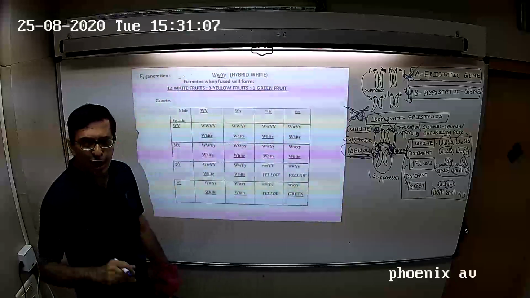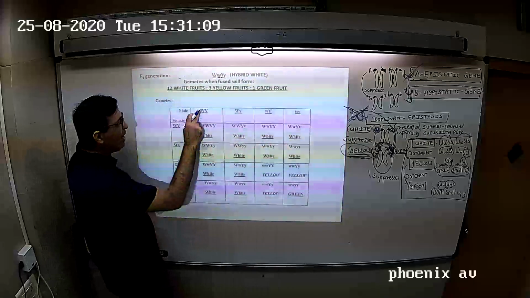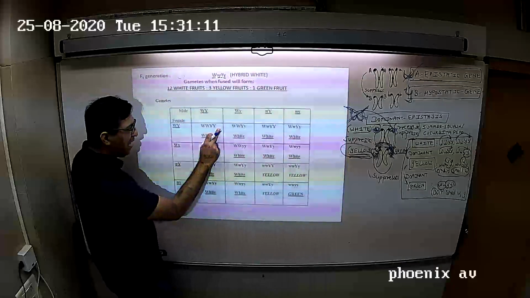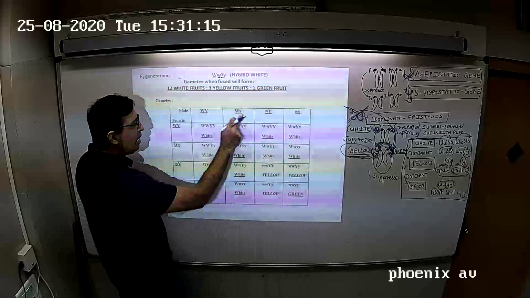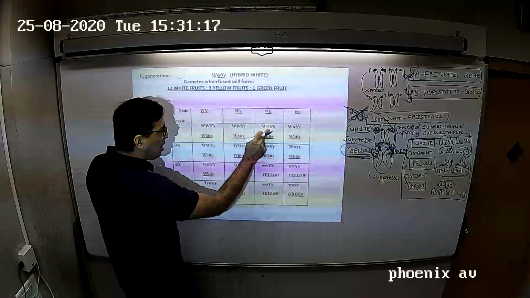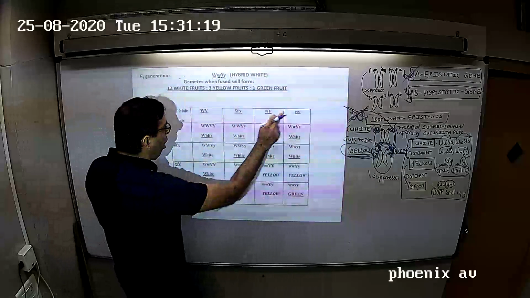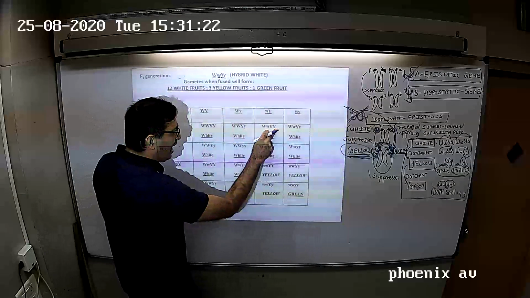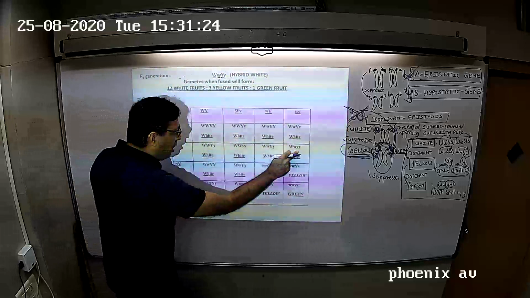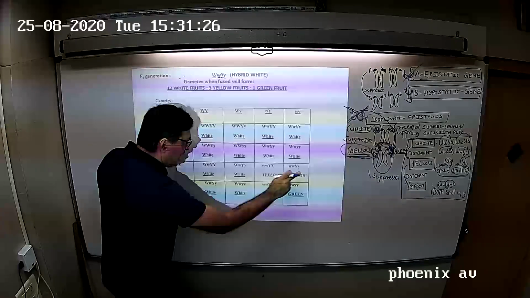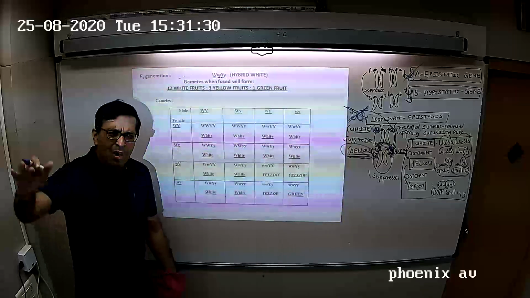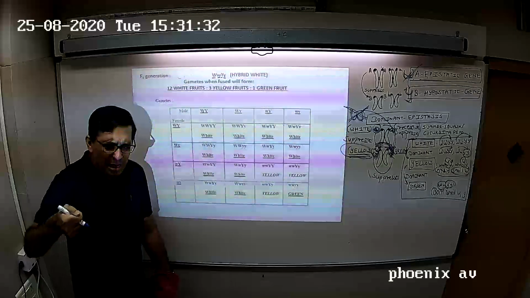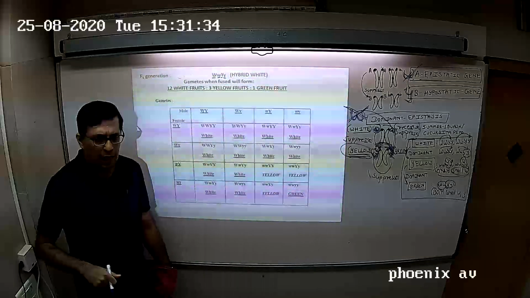So what will be the genotype? Check this. Capital W, capital W, capital Y, capital Y, capital W, capital W, capital Y, small y, capital W, small w, capital Y, capital Y, capital W, small w, capital Y, small y, and similarly here. I am not going into detail, it is a waste of time. Please read that PDF file.